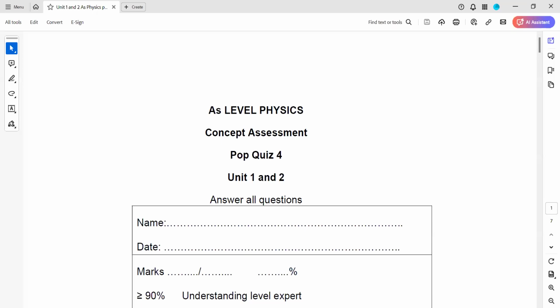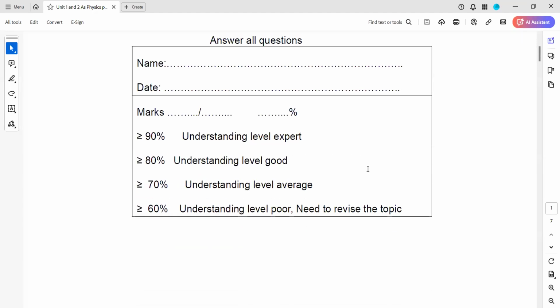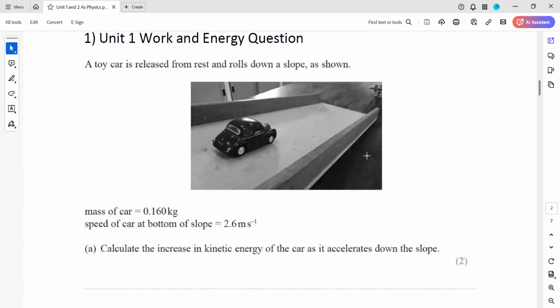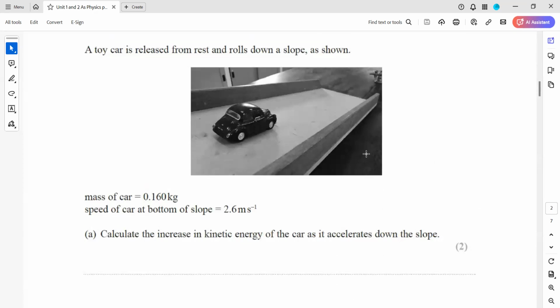This one is Pop Quiz 4, which is related to Unit 1 and 2 topics. Question 1 is related to work and energy. A toy car is released from rest and it rolls down a slope. The mass of the car is 0.16 and the speed at the bottom is 2.6. Calculate the increase in the kinetic energy.